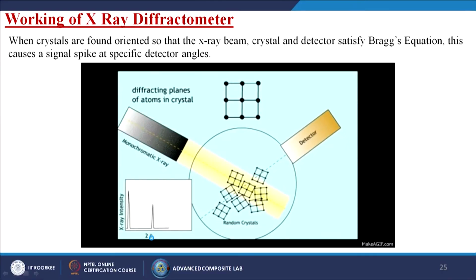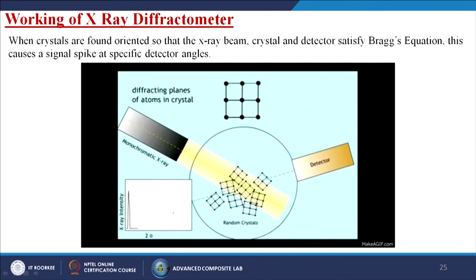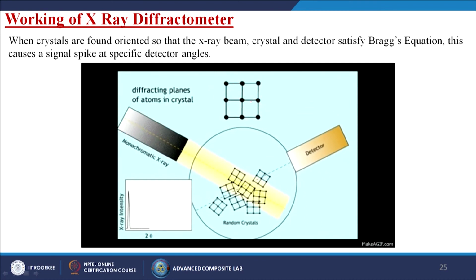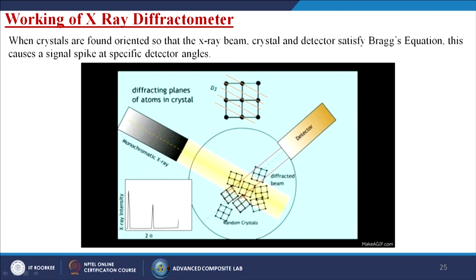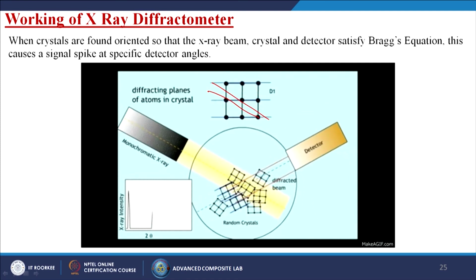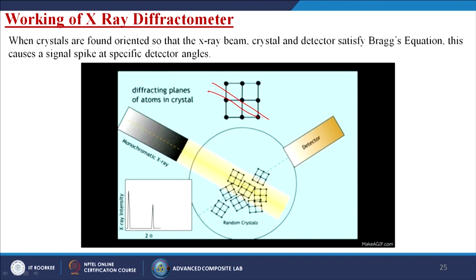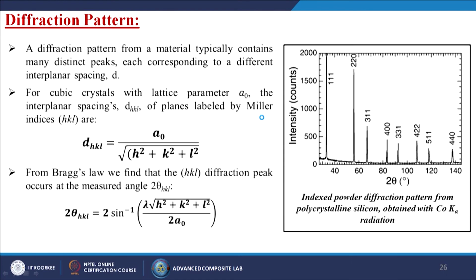From this, you can see how we are getting the peaks, because the beam is hitting our material on different planes, like D1 and then D3. When it hits at a different angle, we get the signals at the detector. So, now we are going to discuss the diffraction pattern.